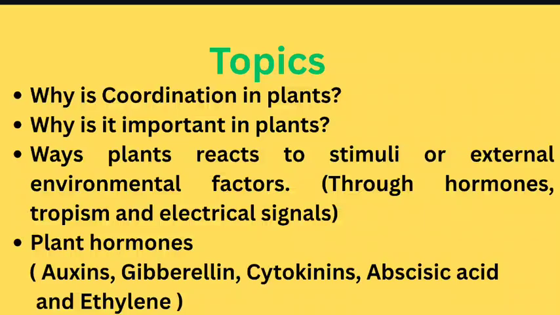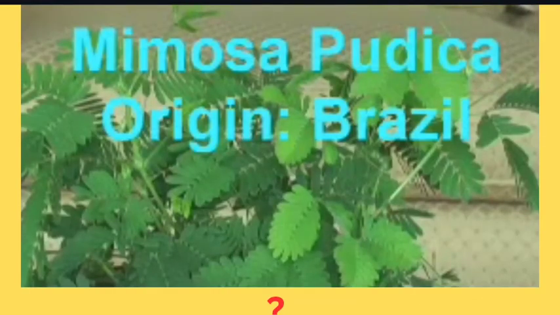So plants can coordinate through hormones, tropism and electrical signals. And the last topic is plant hormones. In this you will know about some plant hormones and their functions. So what are these hormones? Auxins, Gibberellins, Cytokinins, Abscisic acid and Ethylene. So we are going to see some videos.